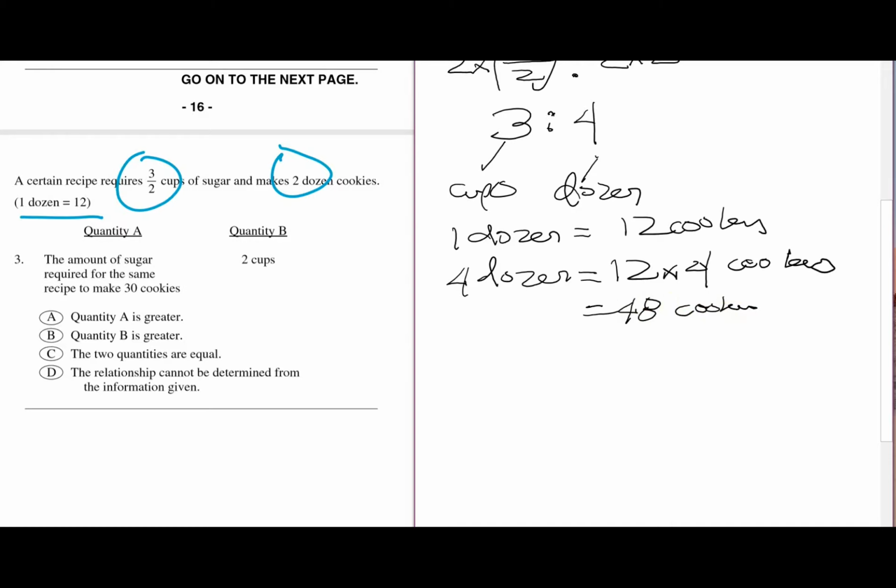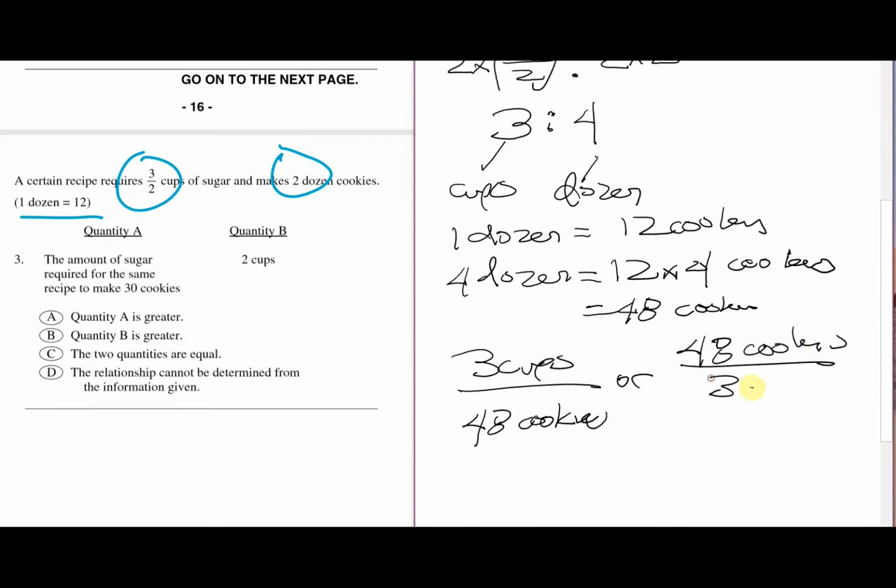So in this relation, this is also a fraction, and it doesn't matter how we do it. So we have 3 cups per 48 cookies, or 48 cookies per 3 cups.